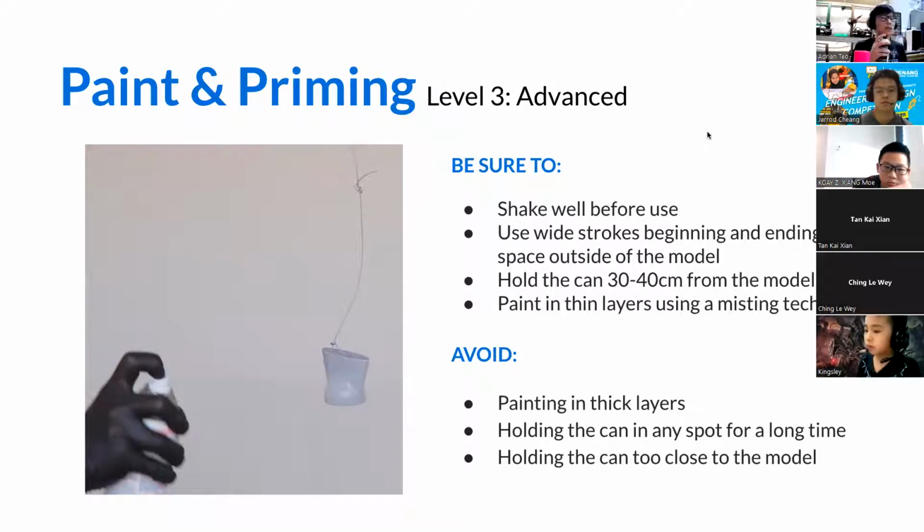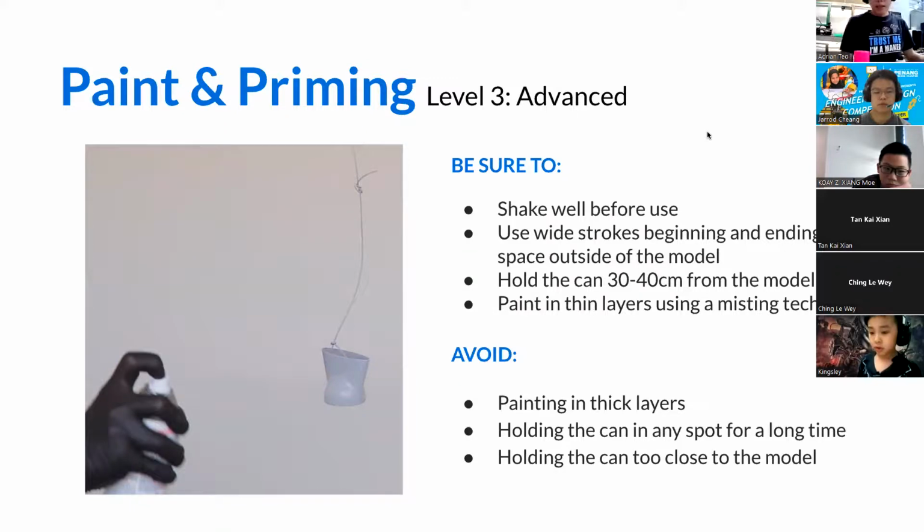Should I demonstrate? The distance has to be 30 cm to 40 cm away from the model. Don't go too near to the model and spray like that. It should be this distance. When you spray, your hand moves left and right, left and right.